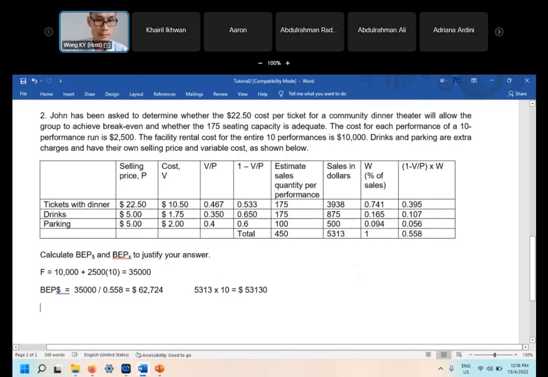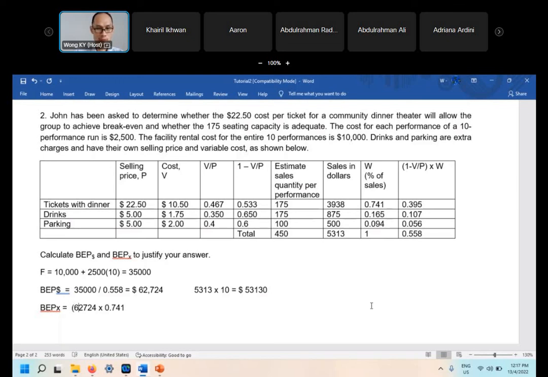And the question also asks you to calculate BEPX. So what is BEPX? BEPX, to check whether this 175 seating capacity is enough or not. So what should we do? Okay, we take 62724 times back with the weightage first, which is 0.741. Then divide by 10, because you want to get the value for a single performance. So divide by 10.